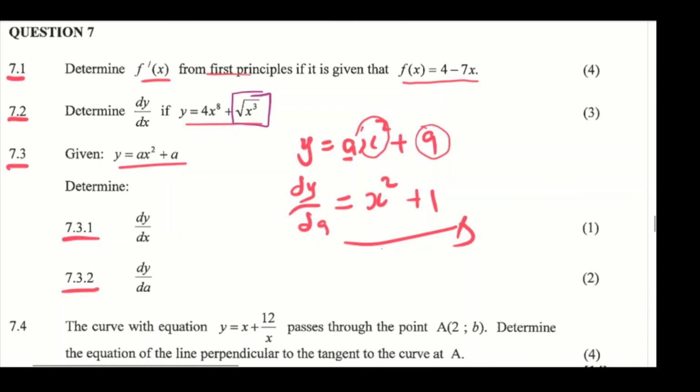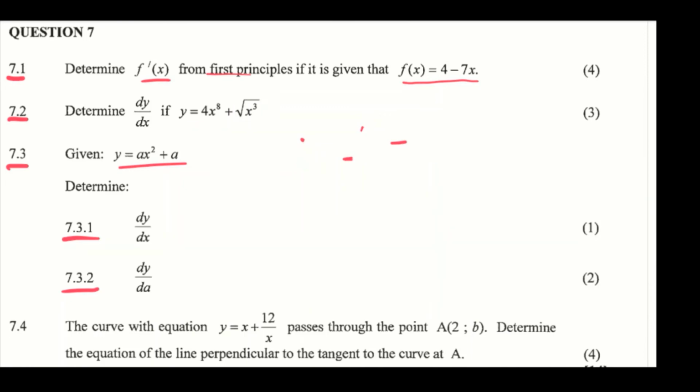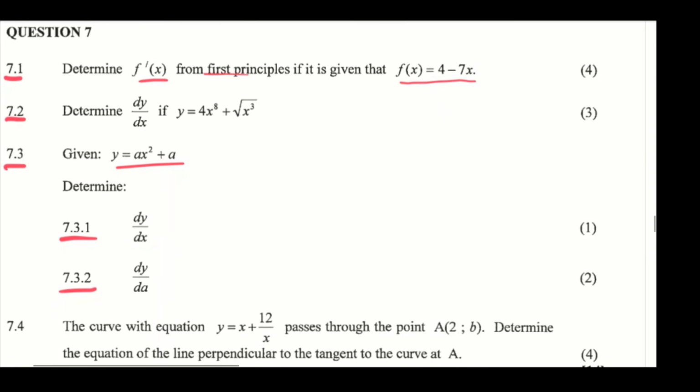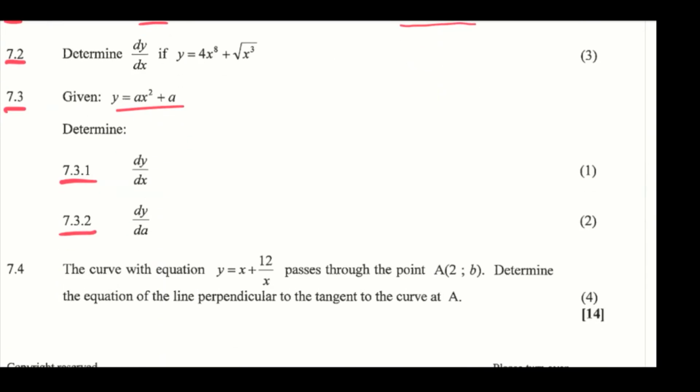So we're just going to go to the last question, this one here, and see what we are given and asked to do. So 7.4, the curve of the equation passes through this point A. Determine the equation of the line perpendicular to the tangent to the curve at A, right? So we have our equation y equals x plus 12 over x, and we are told that it passes through point A of 2 and b.